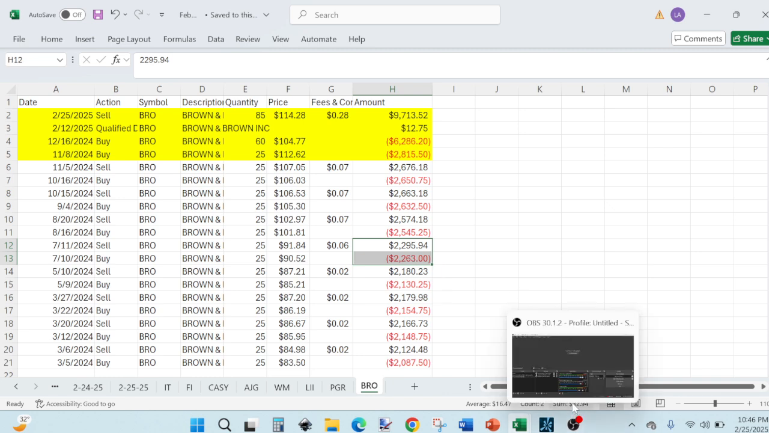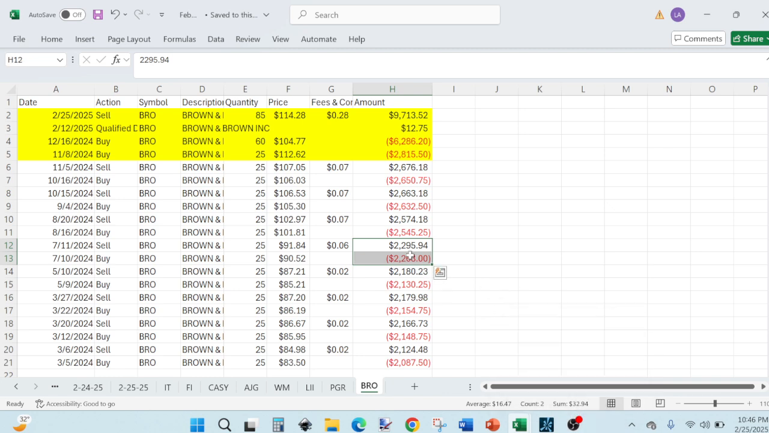I'm looking at the total there. And we bought it on the 10th of July 2024 and sold it on the 11th for $32. And we bought it again on August 16 and sold it on the 20th of August for $28. We bought it on September 4th and sold it on October 15 for $30, like the profits.